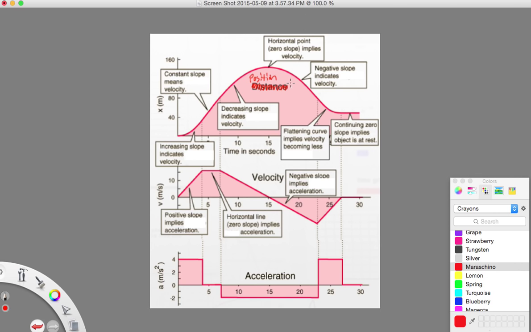So you're finding the change of position. The change of position over time is velocity. The change of velocity over time is acceleration. And to find the change of something using this graph, which is the position over time graph right here, to find the change of this over this, you find the slope.